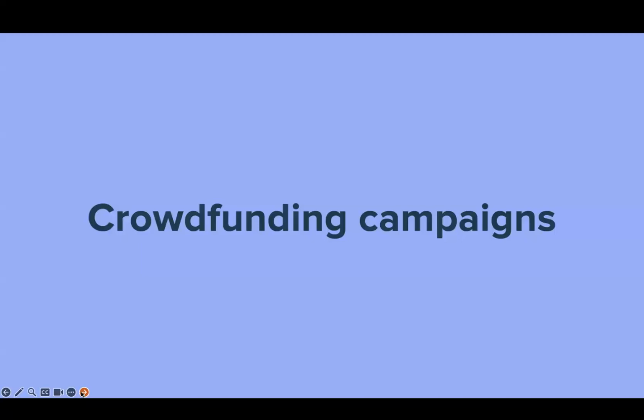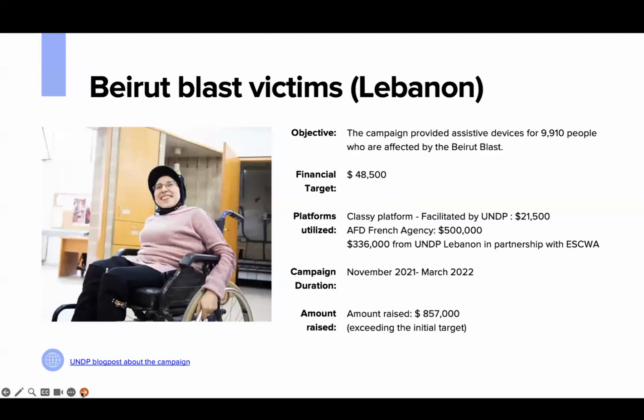So we're going to go over a few successful campaigns that we had at UNDP. This one is from Lebanon, which happened after the Beirut port blast, where the target was to raise $48,500 to procure assistive devices. And by assistive devices, I mean wheelchairs and walkers for the people affected by the blast. Only $21,500 were raised online, which is almost less than half of the budget. But then offline contributions came after the campaign ran. One from a French agency, and another big amount came from the country office and with a partnership with ESCWA. So the campaign was launched in November 2021 until March 2022, and the final amount raised was close to $850,000.